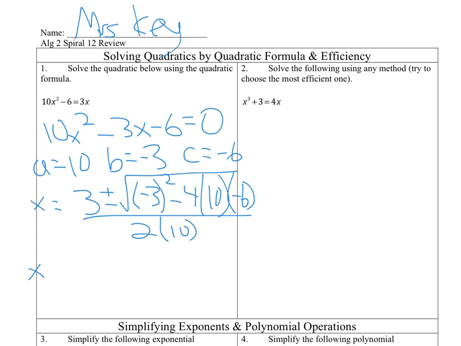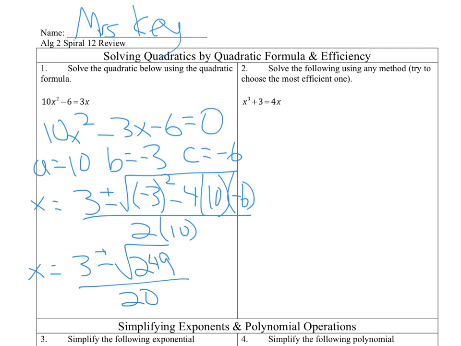So that means I have x equals 3 plus or minus the square root of 9, and then 4 times 10 is 40, times 6 is 240, but that's going to be a plus because I have the negative 4 and the negative 6, and a negative and a negative make a positive. So this thing here is going to be plus 240, and then 9 plus 240 is 249, over 2 times 10 is 20.